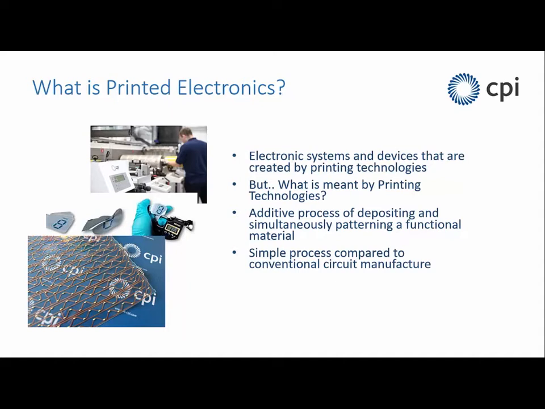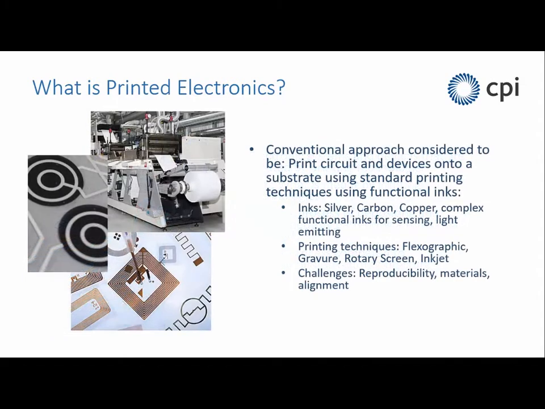It's also a very simple process compared to conventional processing. You can simply produce a single or two-layer circuit with a couple of runs through a graphic printer with a particular set of ink and end up with a circuit at the end of it. That can be done in very high volume. You can produce hundreds of meters of circuits very quickly using printing techniques. So the conventional approach for printed electronics is considered to be that we print some circuit and devices onto a substrate, and then we assemble components onto those.